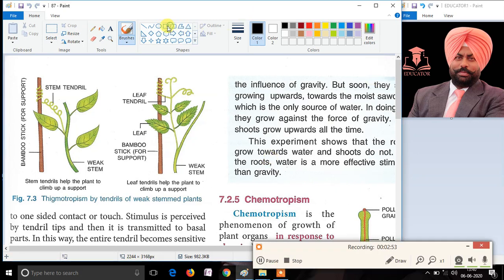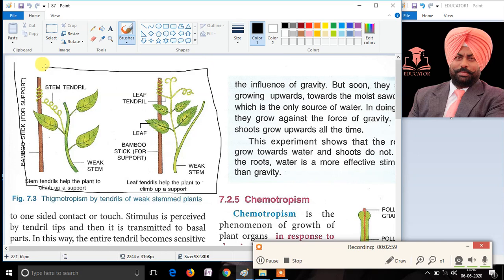Here you can see one more diagram. You can see the bamboo stick for the support, and the stem tendrils are coiling around the bamboo stick for its support. This coiling of the stem tendril is because of the response to touch that we have discussed, which is called thigmotropism.